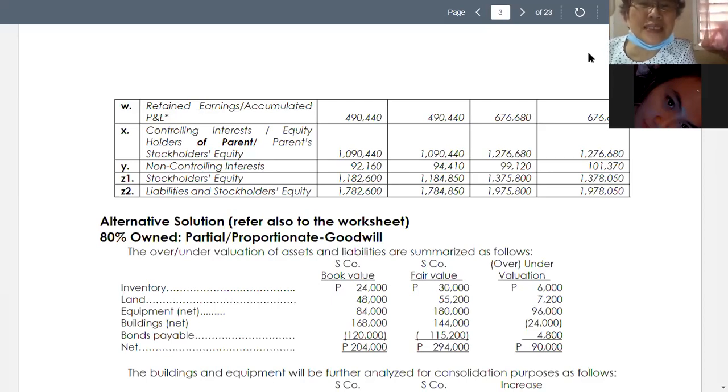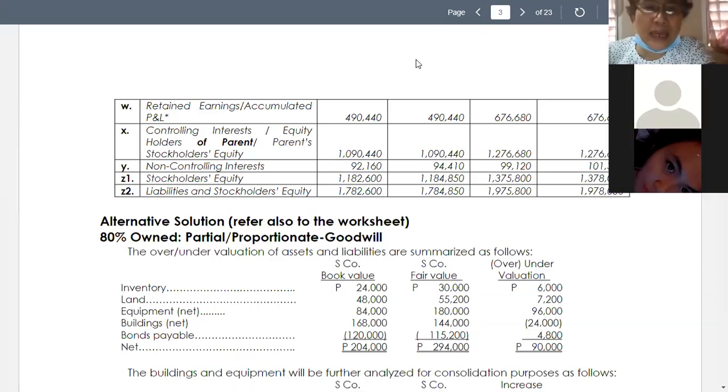1,182,600. Your liabilities and stockholders' equity should equal the total assets. So that's 1,779,000. I hope you will add the liabilities and the stockholders' equity. So you simply add liabilities, total, letter K, and add letter Z1. So 596,400, add 1,182,600. That will give you your liabilities and stockholders' equity that should tally with the total assets.